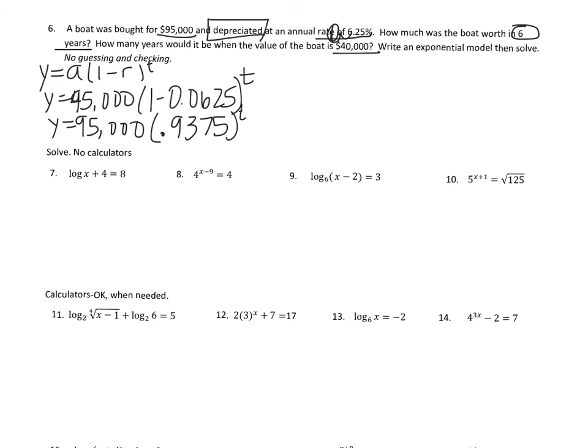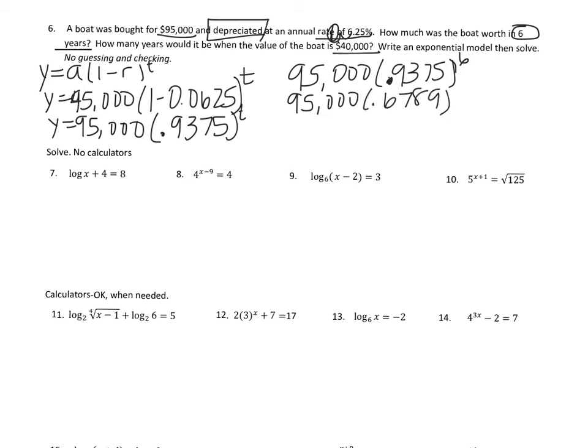What will it be worth in 6 years? We plug in 6: 95,000 times 0.9375 to the 6th power, and we enter that into our calculator. Make sure you use the order of operations. We're going to raise 0.9375 to the 6th power first. I get 95,000 times 0.6789, and I get $64,498.74. So that's after 6 years.